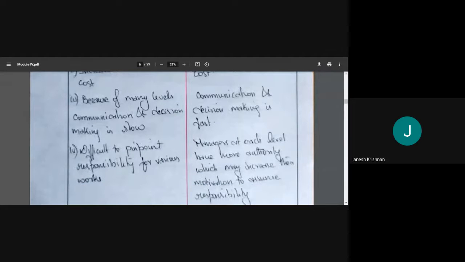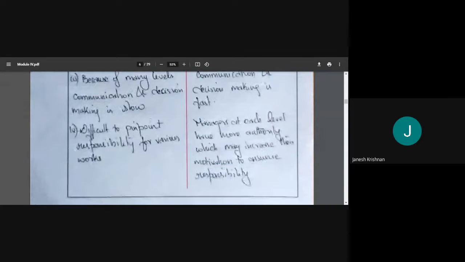Again, because there are too many levels, it's difficult to pinpoint the responsibility for various work. Who will do the work or who is responsible? There is some difficulty, not impossible. There will be some sort of difficulties for that. Again, in the flat structure, there will be a manager and there will be subordinates, right? So the manager will have more authority, so he'll have motivation to take more and more responsibilities also.